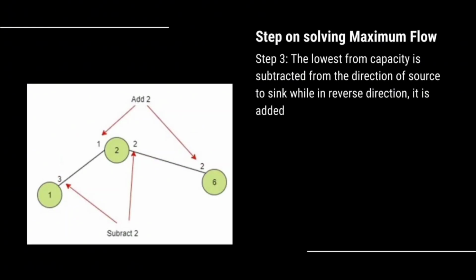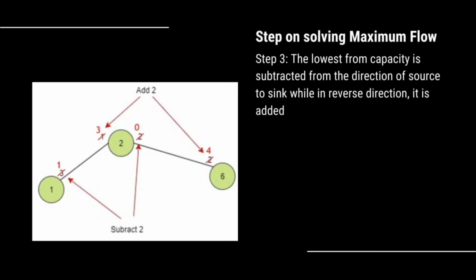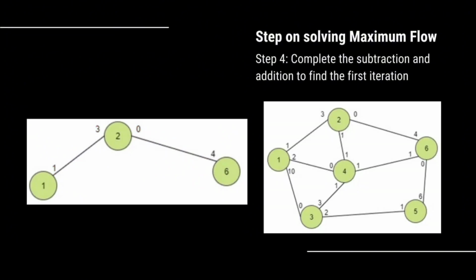Now let's move on to step 3. The lowest flow capacity is subtracted in the direction of source to sink, while in the reverse direction it is added. As you can see, we change the value of the capacity according to the rule that is given. After completing the subtraction and addition in the chosen path, let us now go to the iteration method.